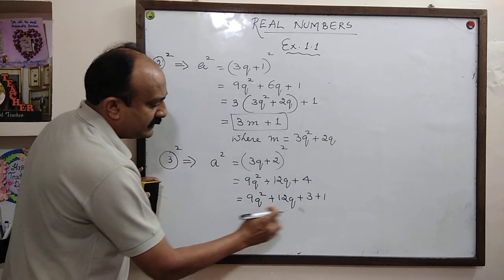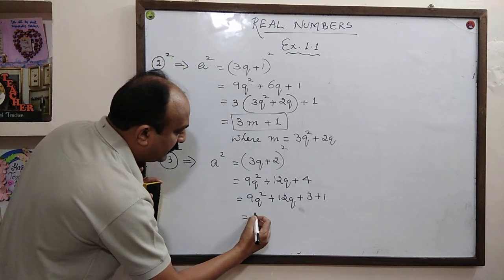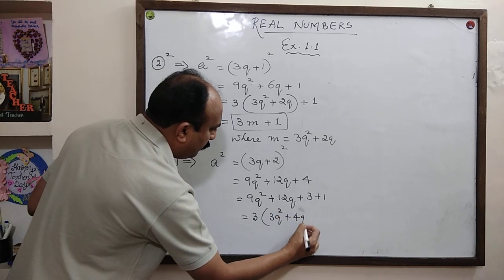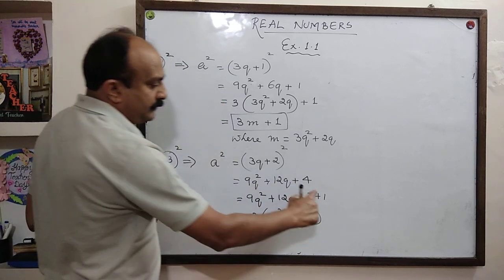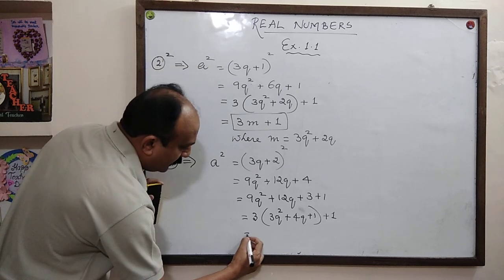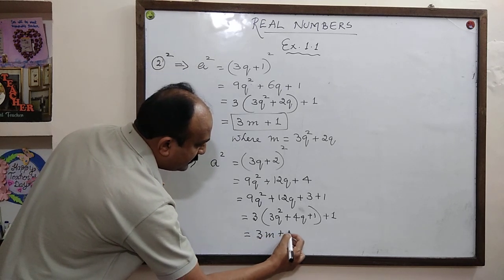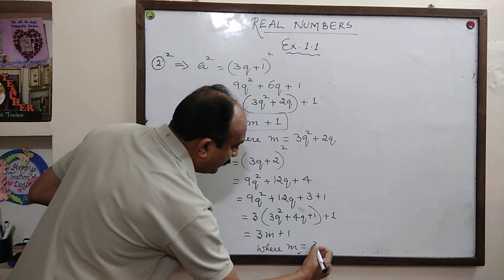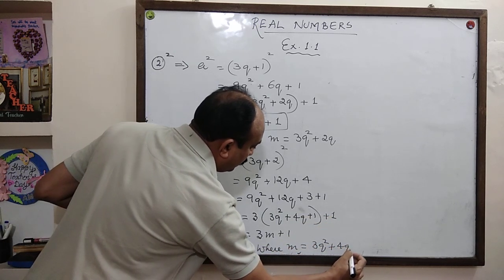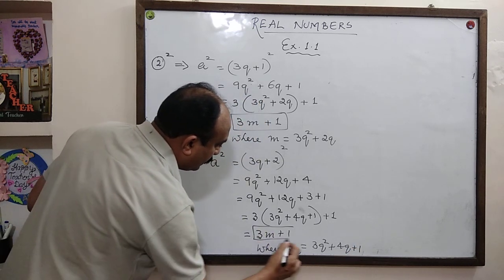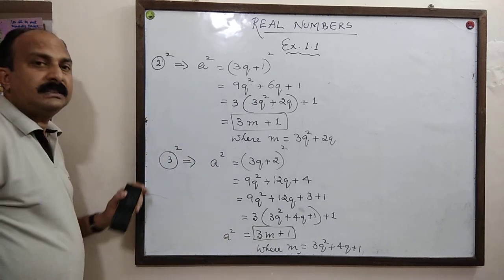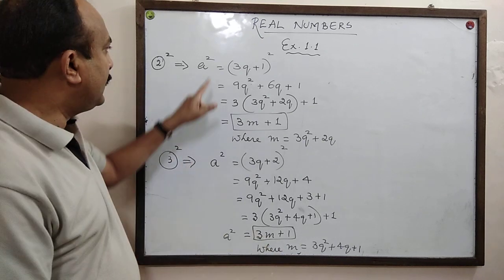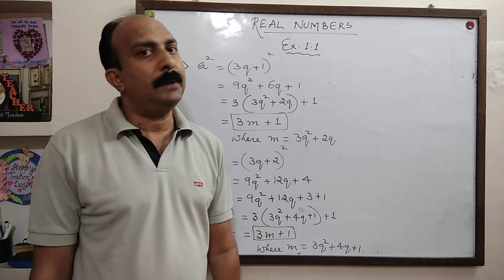Now you can see the first term, second term and third term. What is common? 3 is common in the first 3 terms. What will be left out? 3q square plus 4q plus 1. And outside the bracket we will have plus 1. Now this can be written as 3m plus 1, where m is equal to 3q square plus 4q plus 1. So we got the final one, third also, as 3m plus 1.